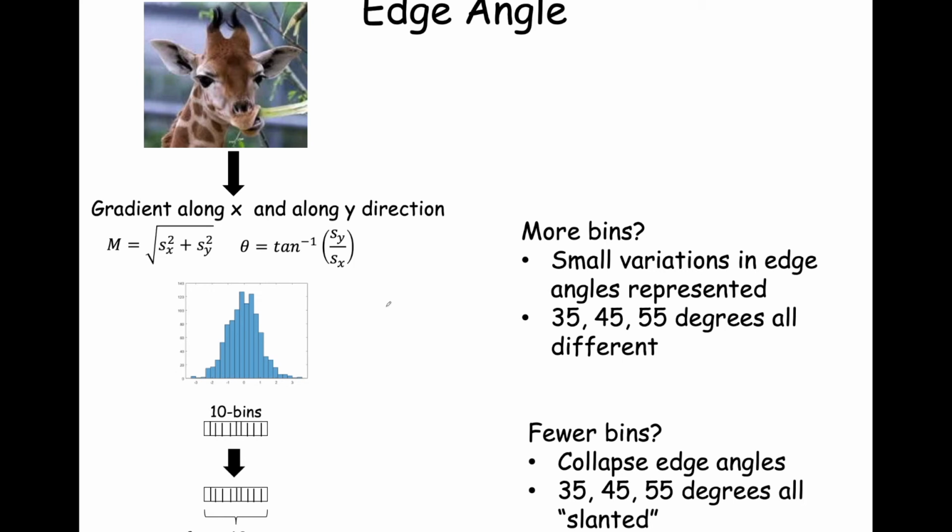If you have fewer bins, you're collapsing edge angles. So things that might be 35 degrees, 45 degrees, 55 degrees will all be in one category called slanted. You have a slanted edge versus a 35-degree edge. Again, if you have more bins, that's more fine-grained resolution and representation of different edge angles. If you have fewer bins, that's more coarse-grained, so a bunch of different edge angles will now be collapsed into one category. Might call it slanted edges.